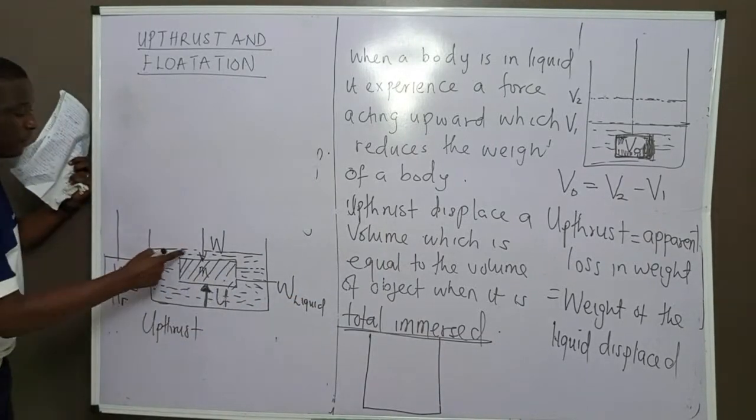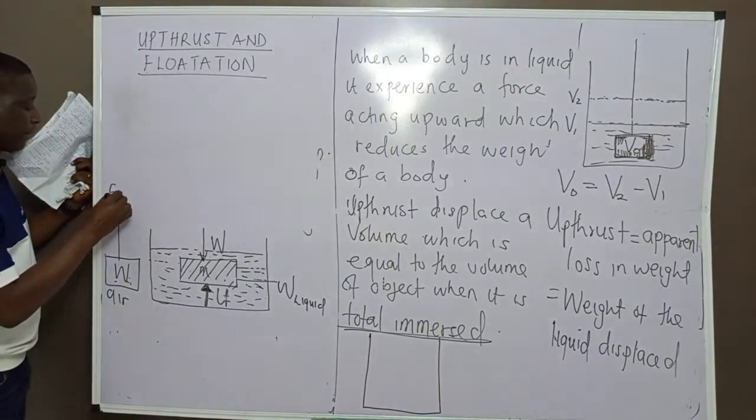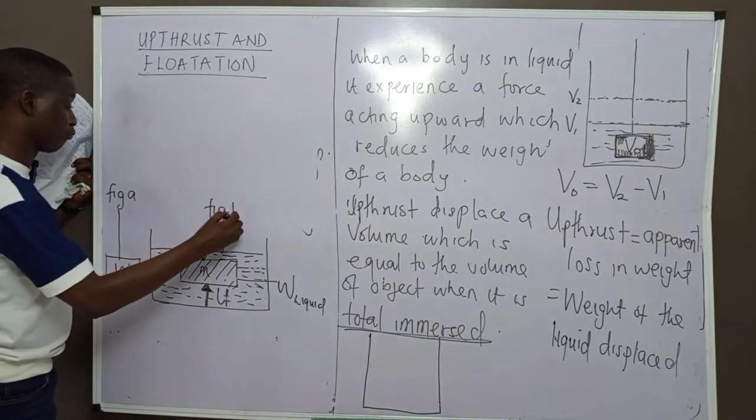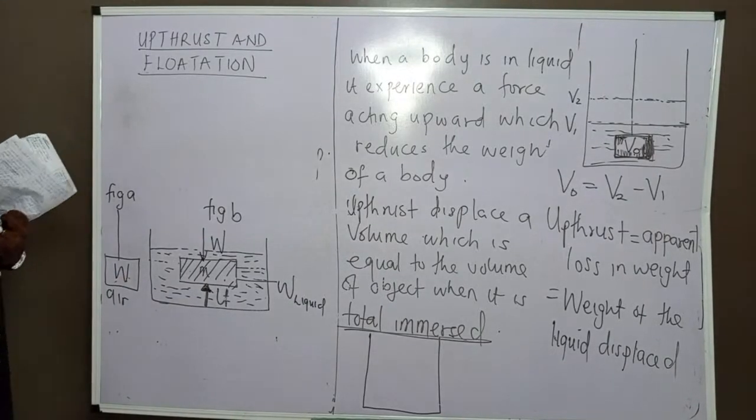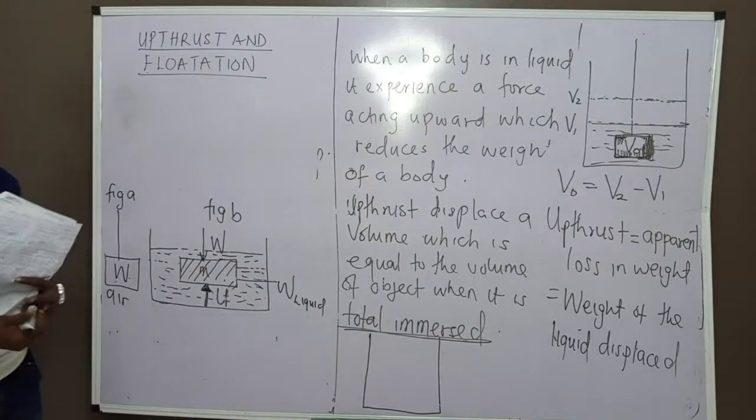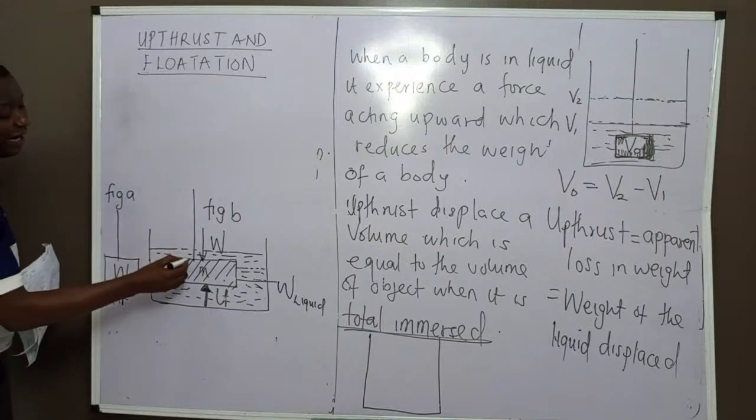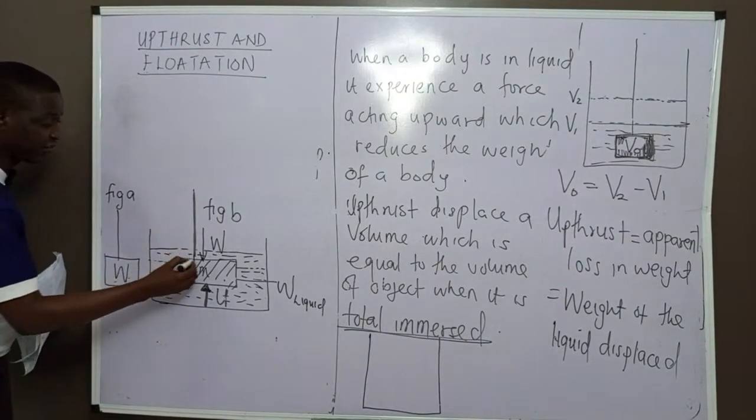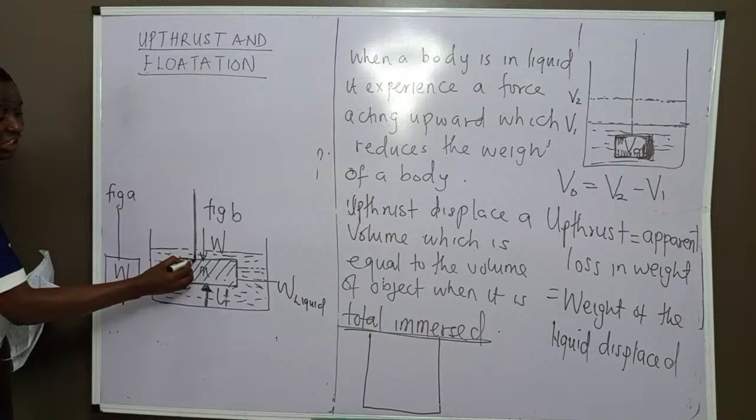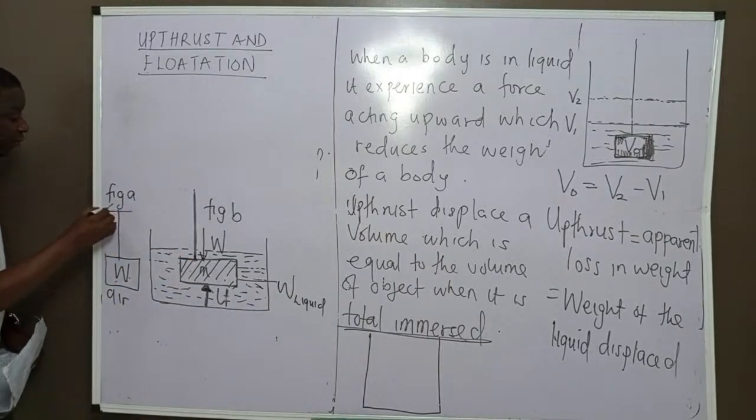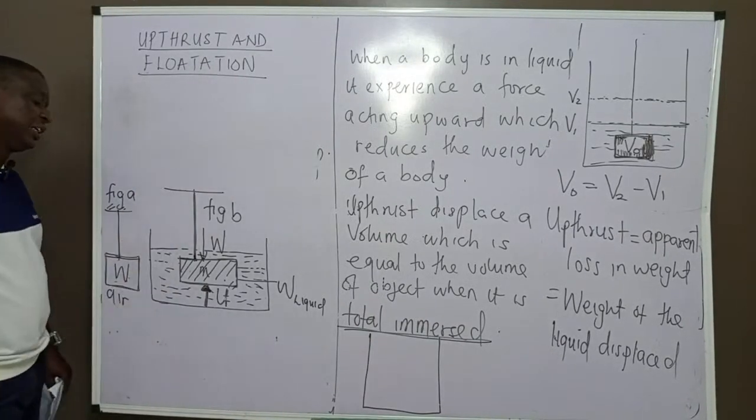Now, we have two diagrams here. Let's call this one figure A, and let's call this one figure B. In figure A, we are seeing a body, a weight, being what? Suspended in air. And in figure B, we see a weight. I tie a string to it, so that you can see that. Because somebody will ask, how does he enter the water? That's why I tie a string to it. So one is suspended in air, and one is suspended in liquid.